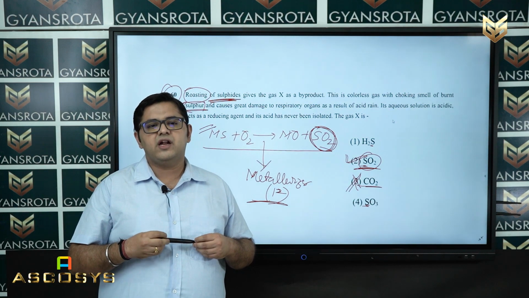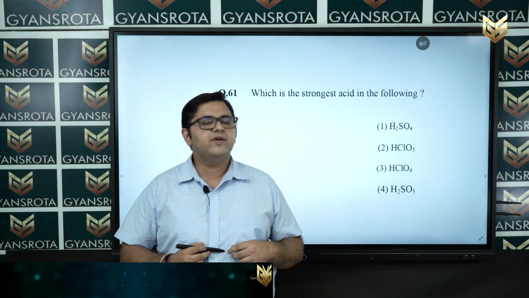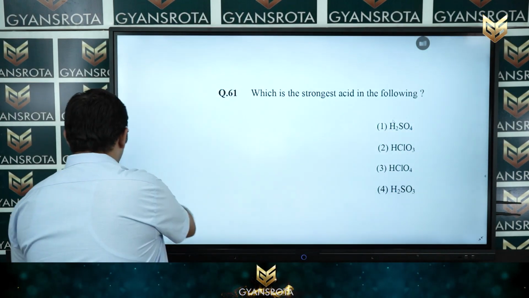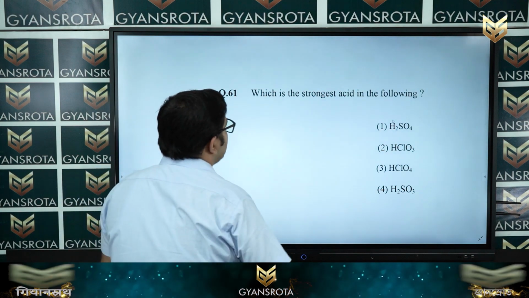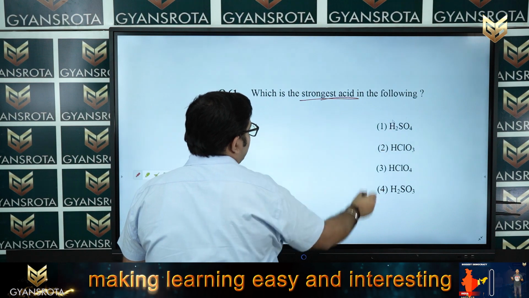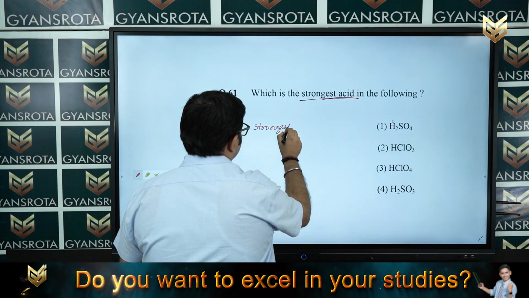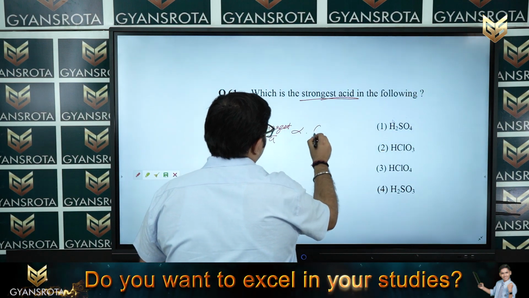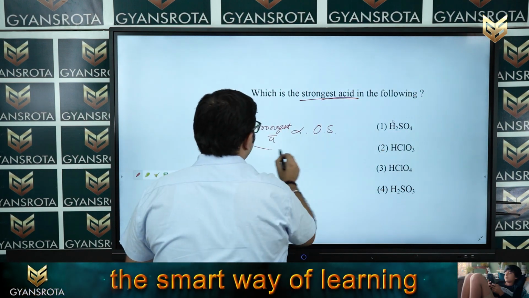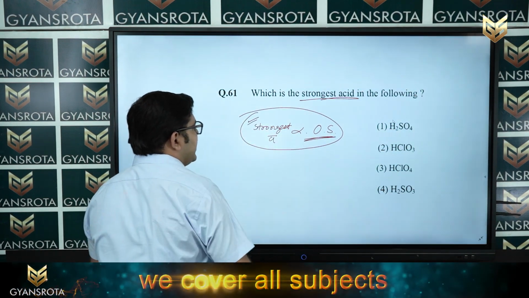So, now we are moving to another question, that is question number 61. Question number 61 is on your screen. Which is the strongest acid in the following? So, now we are moving to the solution part. For this, they asked about the strongest acid, okay, and you always remember these are all given in oxoacid form. So, the strongest acid here is directly proportional to the oxidation state, okay. This you have to remember, whichever has the higher oxidation state is the strongest acid.